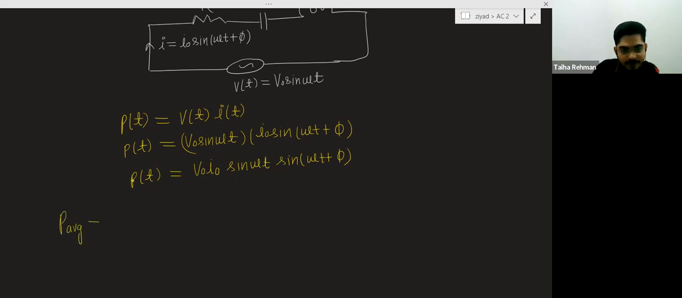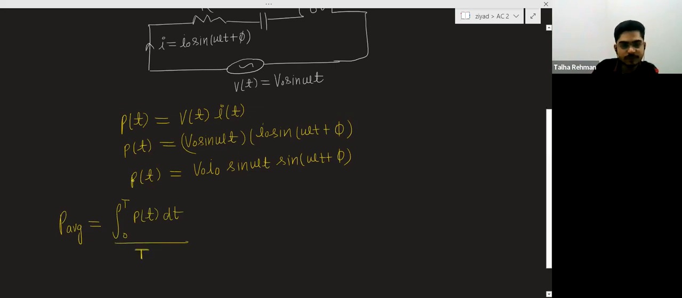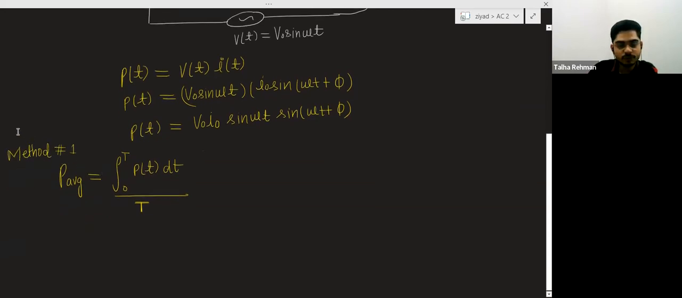If you want to find the average power, then you have to do it like you calculated the average EMF. So for average power, you calculate the integral from 0 to T of P(t) dt, divided by T. This is the first method, but this becomes very lengthy. So we will use a different method here that I have told you.